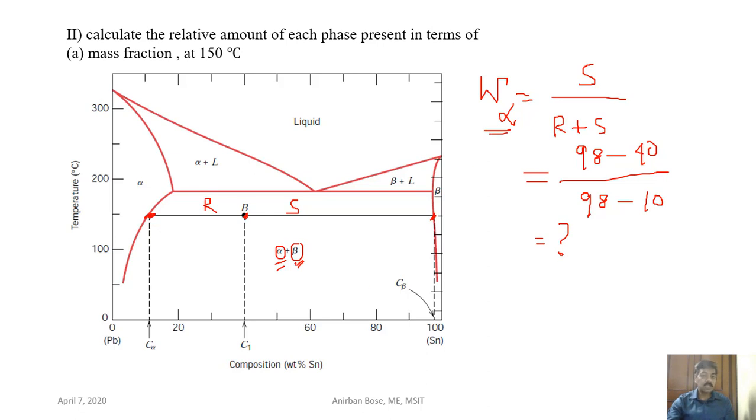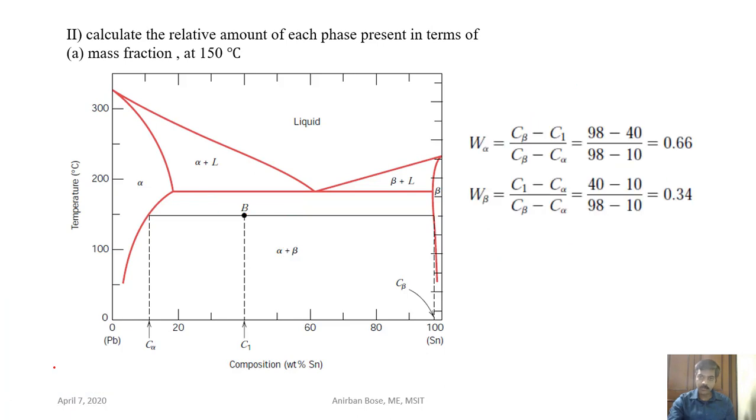What will be the mass fraction of beta phase present? Simply 1 minus W alpha, the remaining portion. Or you can also find it in a way that W beta will be, since you want to find the beta fraction, you have to take the opposite term, that means R by R plus S. You can also do it that way. This is how we can do the problem. So you can find W alpha and W beta, and you can find W beta simply by 1 minus this.